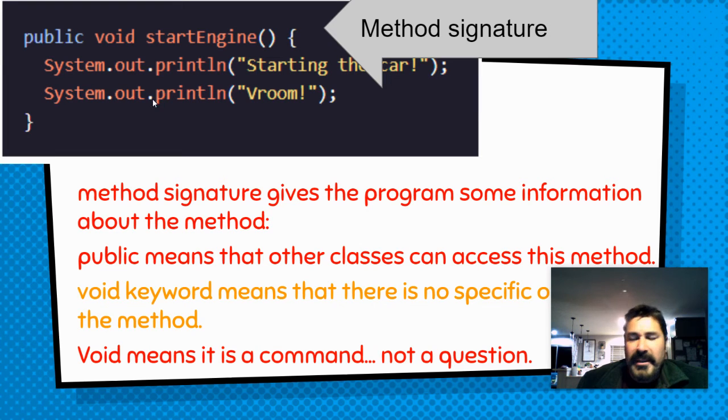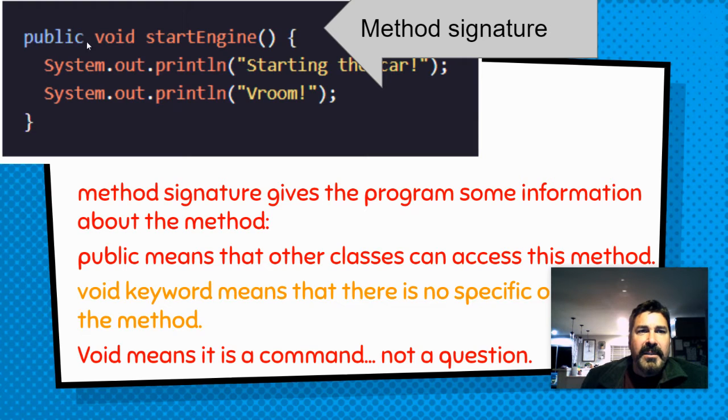So if you look over in the example, it says public void start engine. So they're saying, hey, we're going to create a new behavior for our car. So we're doing our sample car thing again. And so the name of it is start the engine. So here's how you create a method. You say public or private, and then it's either void or int or whatever. In this case, it's void because it's a command. So public void start engine. We're giving it a command to start the engine, and then we're going to say start the car and then vroom. And our method starts with a curly brace and ends with a curly brace.